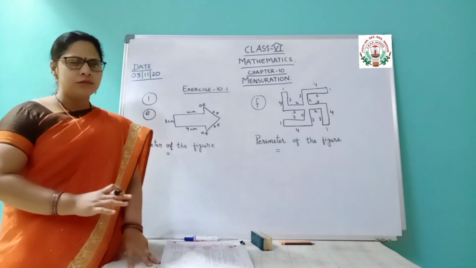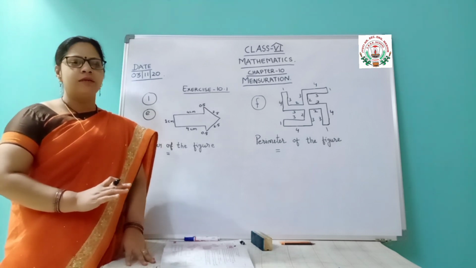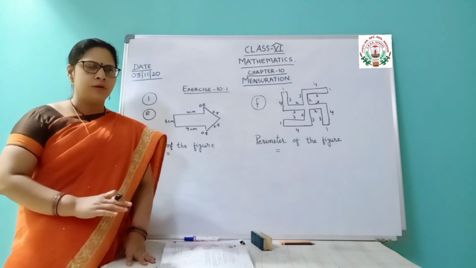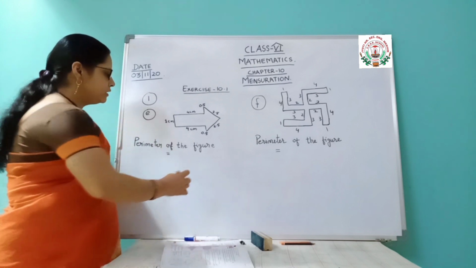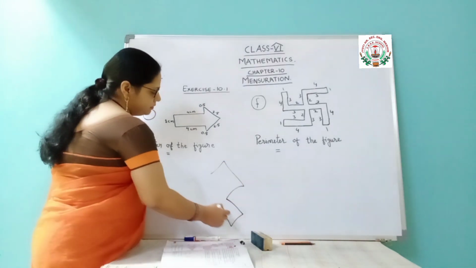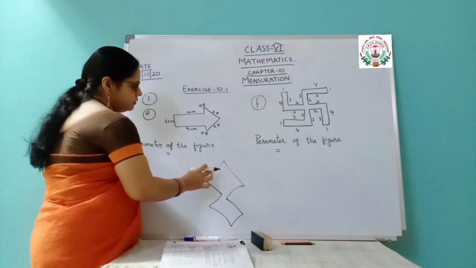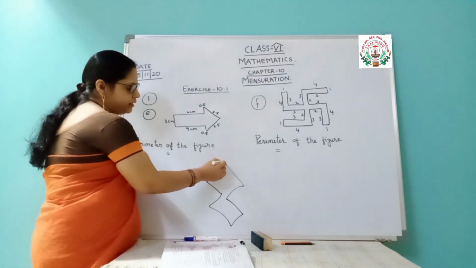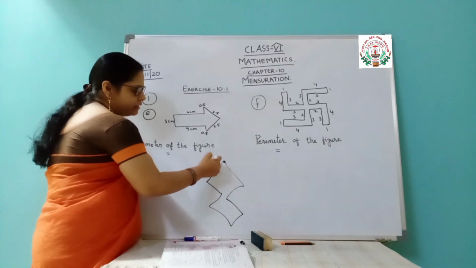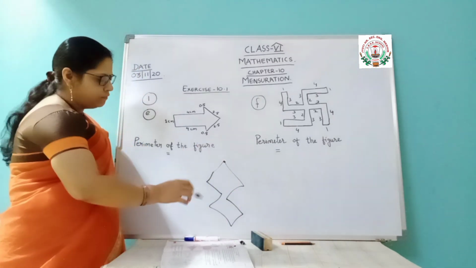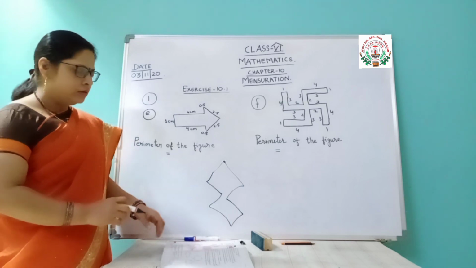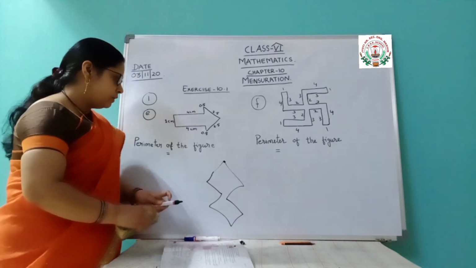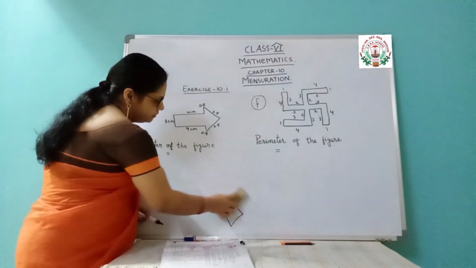And the figure should be made up of line segments. That only will have a perimeter. So for perimeter, suppose I am drawing this figure. The sum of all the sides, starting from this point, moving all around and again reaching back to this point, gives you the total perimeter. So now we are going to start exercise 10.1.